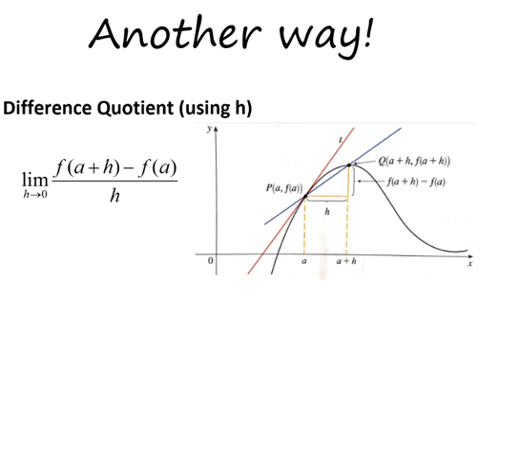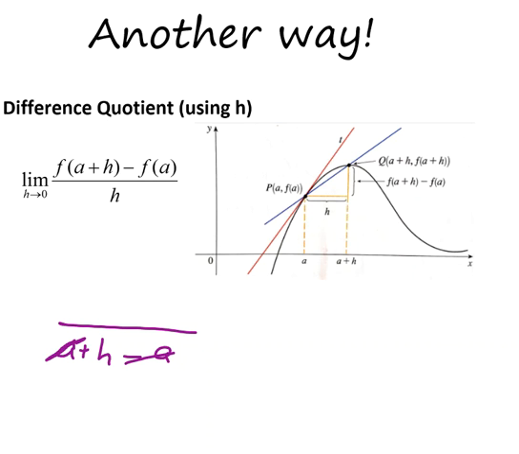Another way we could do the same thing is using what's called the difference quotient. Then we do the limit as h approaches 0 of f of a plus h minus f of a, all divided by h. In the denominator, really what you're doing is a plus h minus a, but the a's cancel. So we usually just write it as h in the denominator.